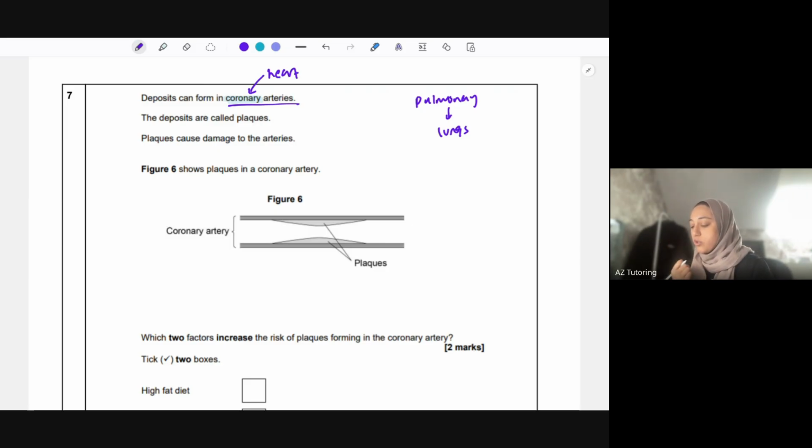It says the deposits are called plaques. Plaque is essentially a similar thing as when you go to the dentist and they say, oh, you've got plaque on your teeth, that yellow substance that's building up. It's similar plaque that's being built up in the arteries as well. So plaques cause damage to the arteries because it's essentially narrowing them, right?